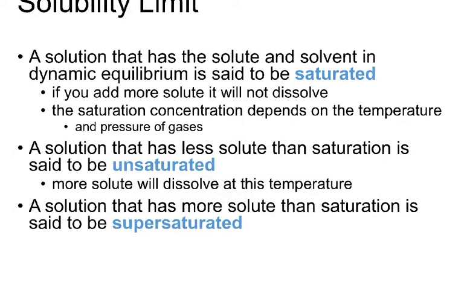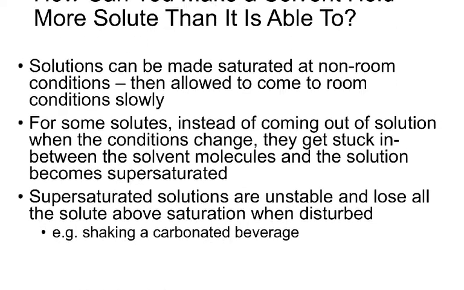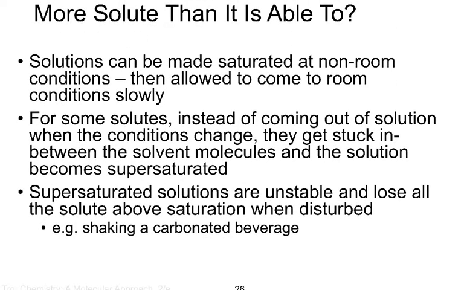And solutions can hold sometimes more solute than the saturation point. There we say they are supersaturated, and we'll talk about that in a minute. So how do you make a solution supersaturated? Basically, if you saturate a solution at a high temp and then let it slowly cool down to room temperature, for some solutes, instead of it slowly coming out of solution, they'll get kind of stuck in between the solvent molecules, and we end up at supersaturated.